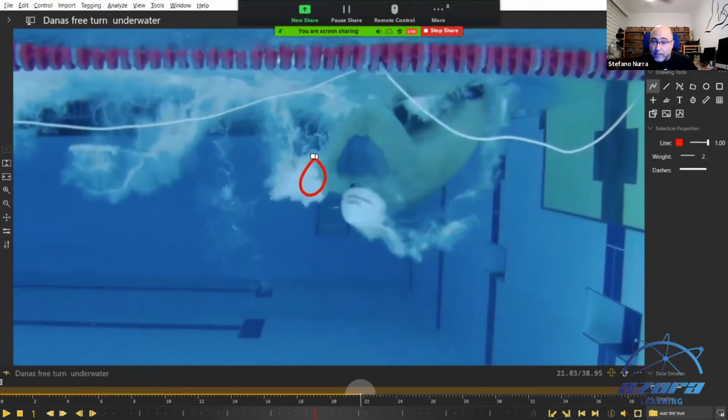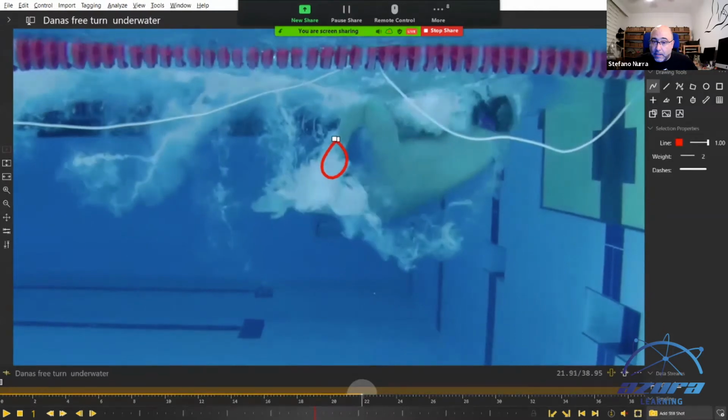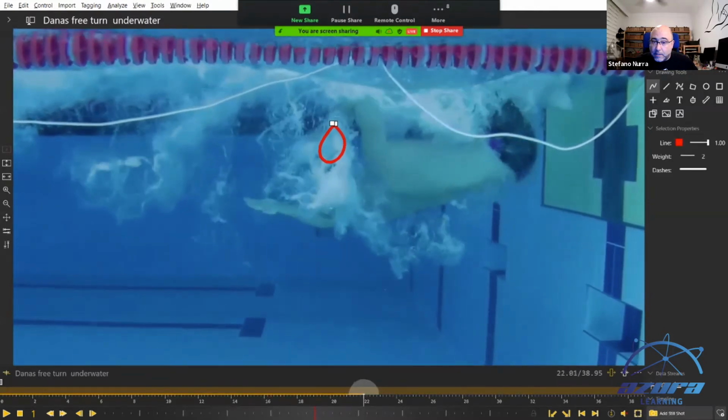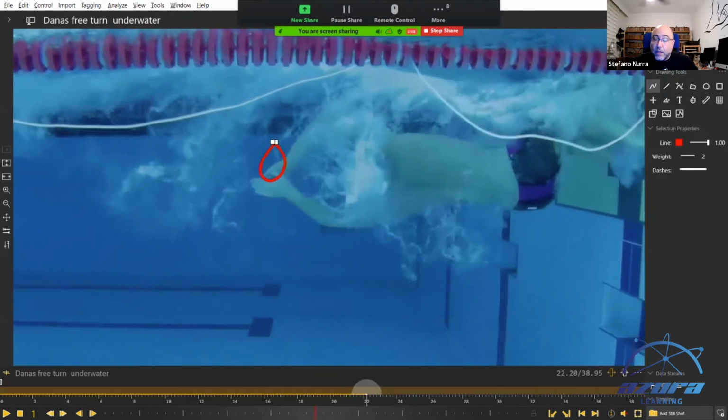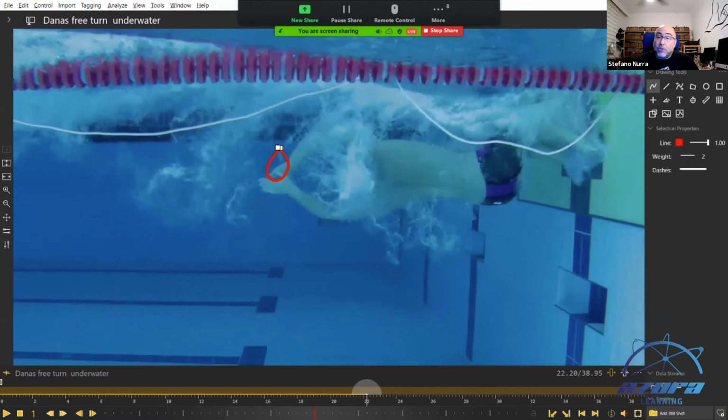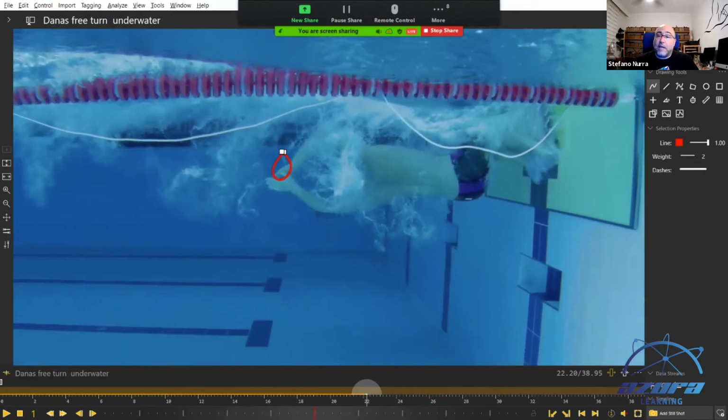Now the hand is here, and later it is pushing. Okay, so also this swimmer is seeking the balance of the body. If the rotation isn't fast enough, the arms can go everywhere, because it's automatic, no? They are looking for a better balance.